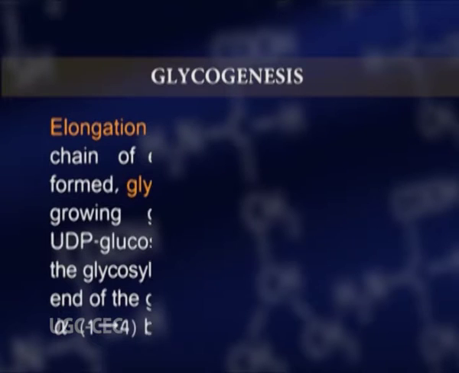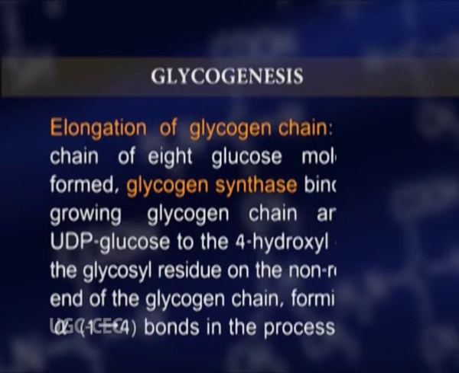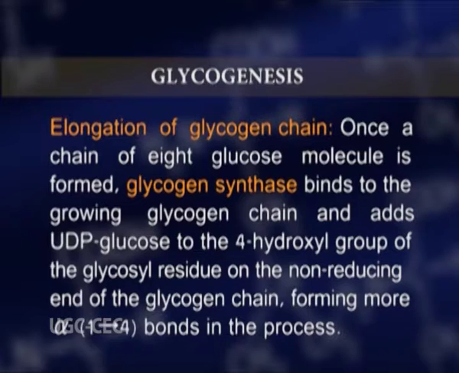Now let us come to the fifth step, elongation of the glycogen chain. Once a chain of 8 glucose molecules is formed, glycogen synthase binds to the growing glycogen chain and adds UDP glucose to the 4-hydroxyl group of the glucosyl residue on the non-reducing end of the glycogen chain, forming more alpha-1,4 bonds in the process. The overall equilibrium of the path from glucose 6-phosphate to lengthened glycogen greatly favors synthesis of glycogen.